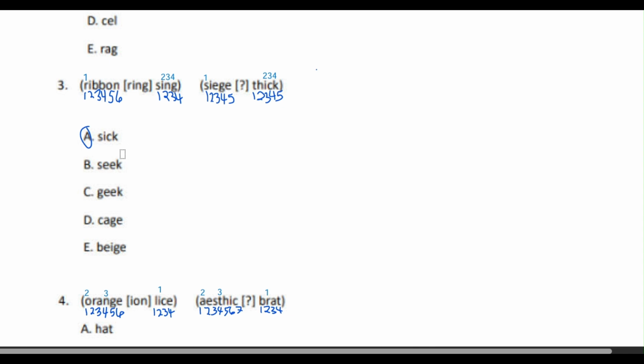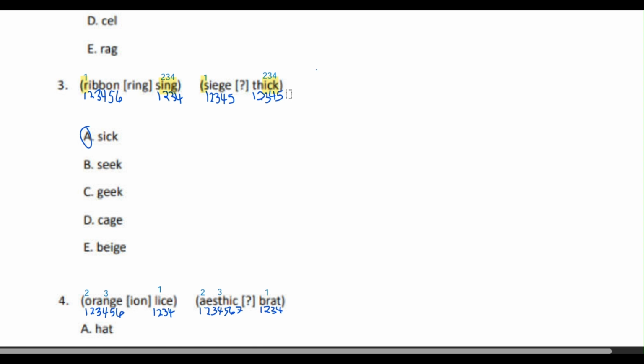This says ribbon, ring, sing follows the same rule as siege, thick. Let's figure out the rule in the first example. Ribbon, ring, sing. The word ring is made up of letters again. The letter R is in ribbon, and the letters I and G are in sing. So this pattern takes one letter from the first word and 3 letters from the second word. Now, let's apply this to siege, thick. We need a word that takes one letter from siege and 3 letters from thick. The correct answer is sick.